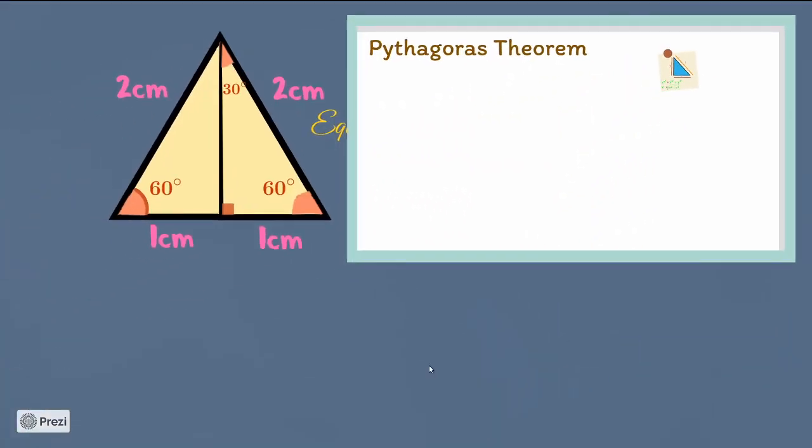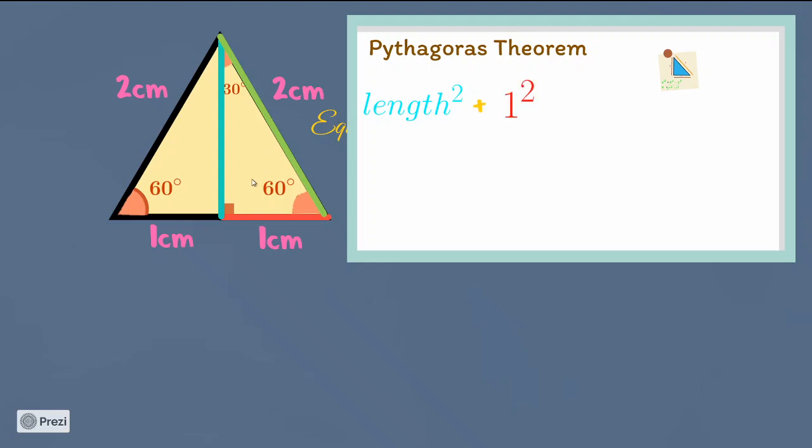Now we know that this is what we need to find, and we know that the square of this side plus the square of this red side will give you the square of the green side. So let us write that down. Length square, length is what we don't know, so our variable square, plus 1 square, this side square, will give us 2 square. That is Pythagoras theorem, and you have already studied that. So now let us find what length is.